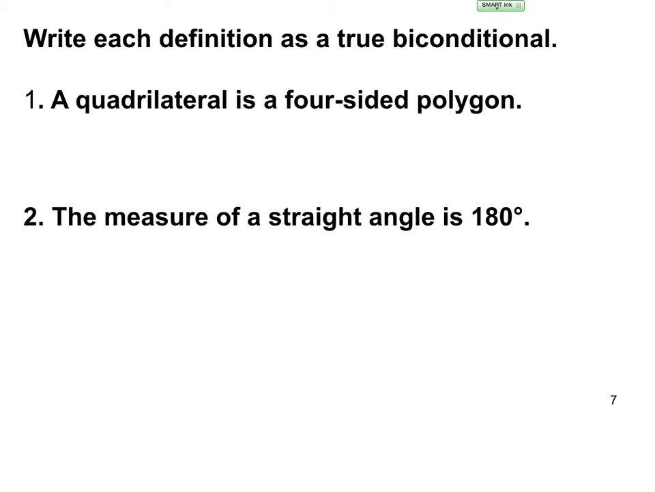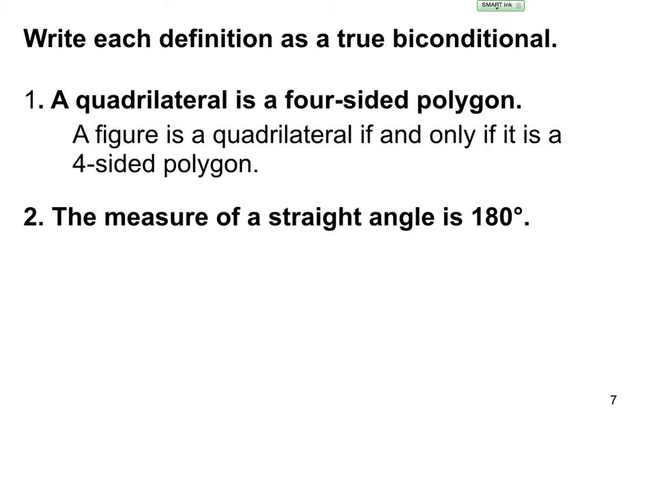Raise your hand when you're ready to share. How would you do that definition? Zach? First one. A figure is a quadrilateral if and only if it is four-sided. Use the word polygon. It's a four-sided polygon. Because you could make a four-sided figure, but not close it up, so we need to have that in there. Okay, and how about number two? As a true biconditional.